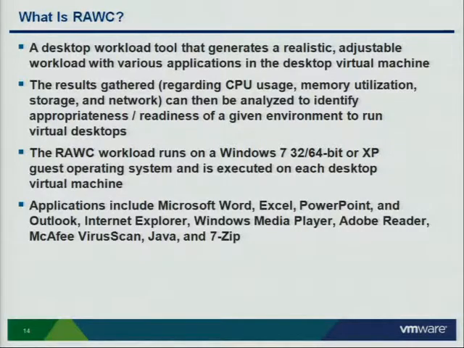So let's talk about what RAWC is and how it works. It's a desktop workload tool that generates a realistic and adjustable workload with all the Microsoft Office suite of applications. It also uses Adobe Reader, PKZip, 7-zip, and it does some Java compiles and builds. So we can use RAWC to break down the kind of workers that you want to simulate for a proof of concept. Let's say you want to look at a task worker, somebody who runs 4 or 5 applications; a knowledge-based worker, who will start doing compiles and builds and compressions; and somebody who's a power user.